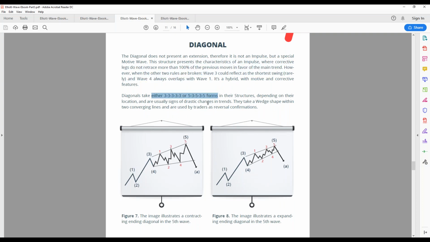I'm mentioning the structures right here, and diagonals can actually take multiple forms: either expanding diagonals, which is the one on the left here, or contracting diagonals, either leading or ending. A leading diagonal cannot take the expanding type, where the lines are diverging, sorry. A leading diagonal can take the form of converging lines, but also an ending diagonal. So this one on the right side would most probably be an ending diagonal.